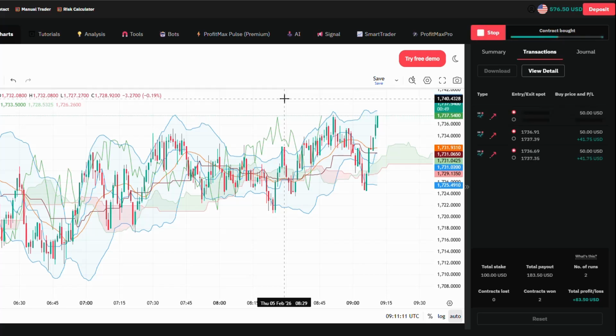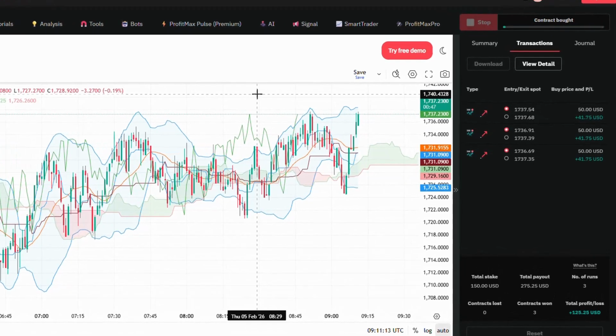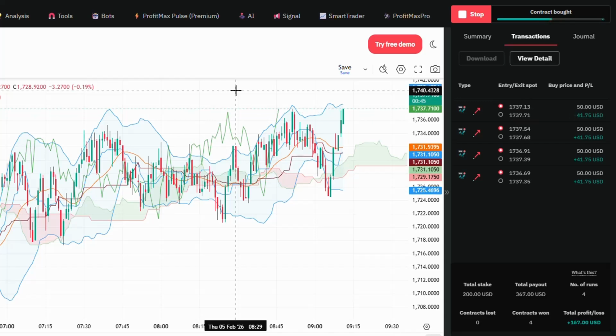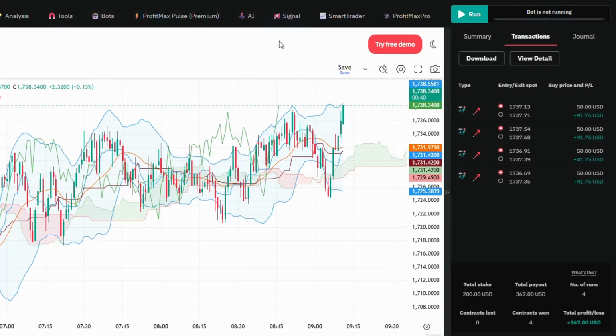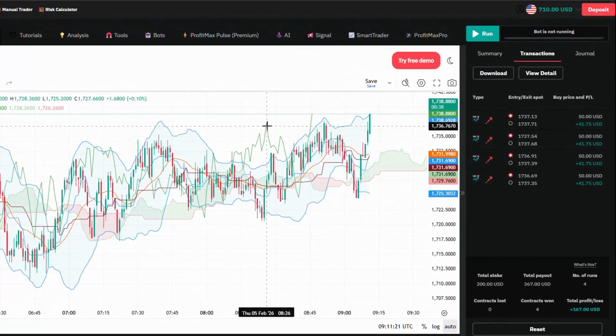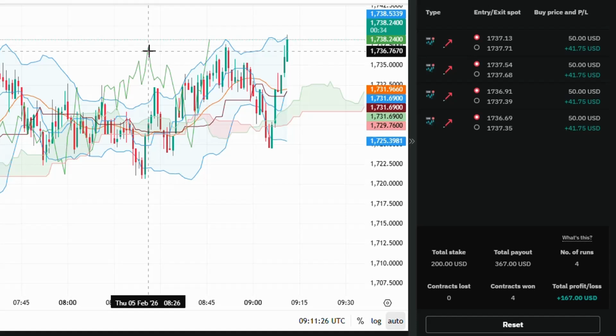Second trade is a win. Third trade is a win. And again, you can also see the candlestick rising, and that is the advantage of using a site that is designed this way, okay? You can use the chart and at the same time run your bot and clearly see our clean entries. Number of runs, 4. Contracts won, 4. We've actually surpassed our 150 target and made $167, okay?